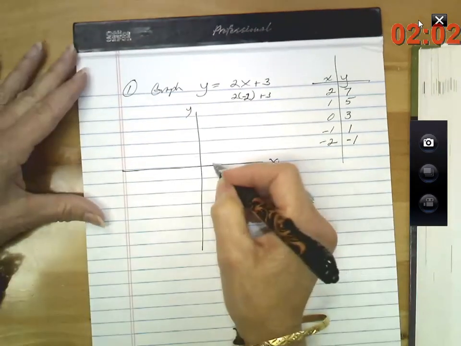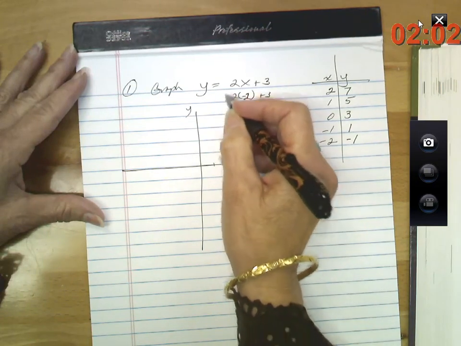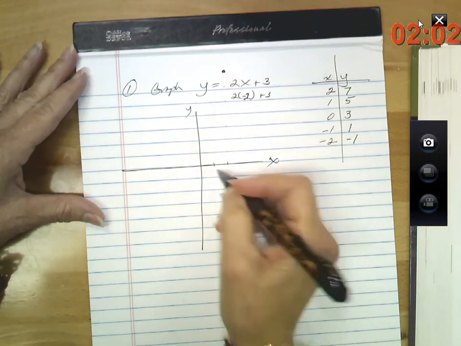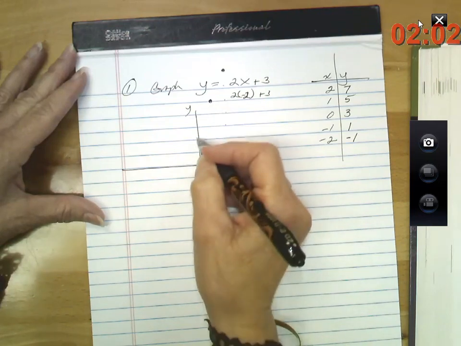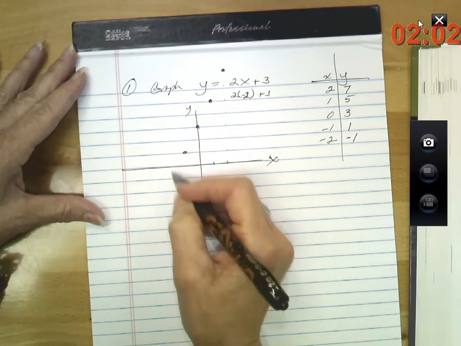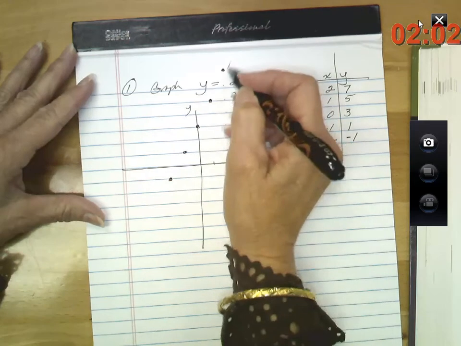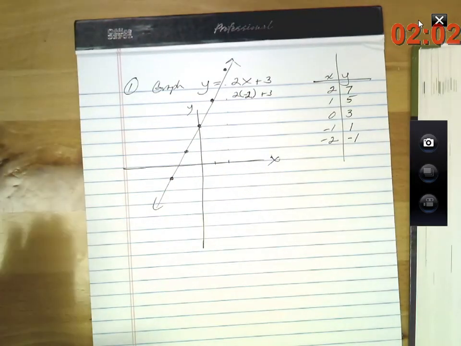So you've got 1, 2, and then 1, 2, 3, 4, 5, 6, 7. I've got 1 and 1, 2, 3, 4, 5. I have a 0 and 1, 2, 3. I have a negative 1 and a 1, and a negative 2 and a negative 1. Okay, so if you're using graph paper, then it should come out exactly right.